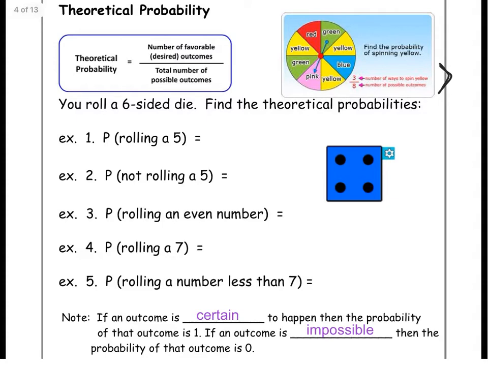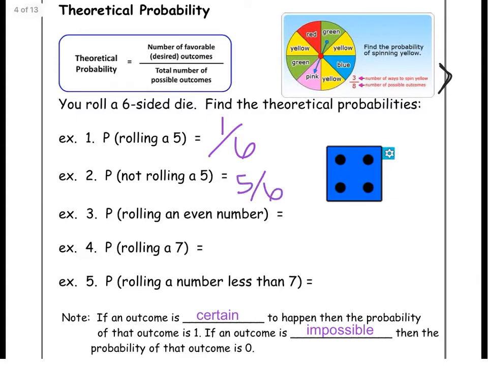Okay, for our next examples, it says we're rolling a 6-sided die. Find the theoretical probabilities of, first, rolling a 5. Well, there's only one side on a die that has a 5 on it. So one way out of 6 possible ways. Probability of not rolling a 5. Well, if I'm not rolling a 5, I can get 1, 2, 3, 4, or 6. That's 5 different ways out of 6 ways total.